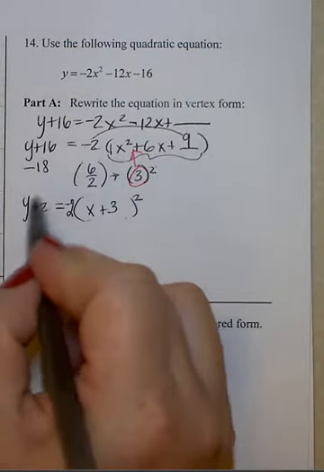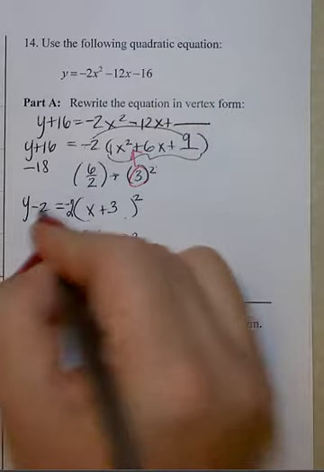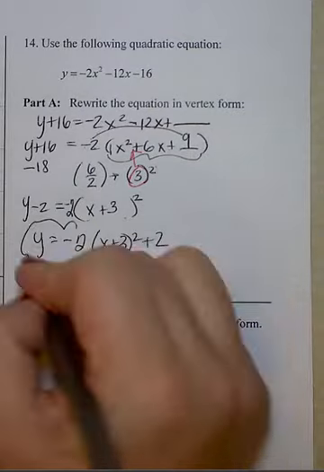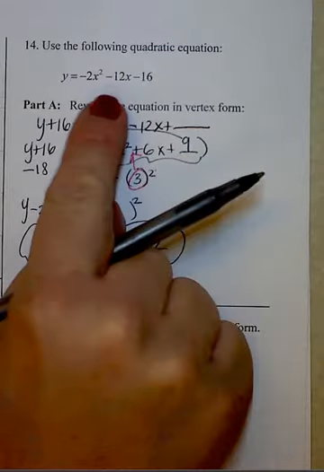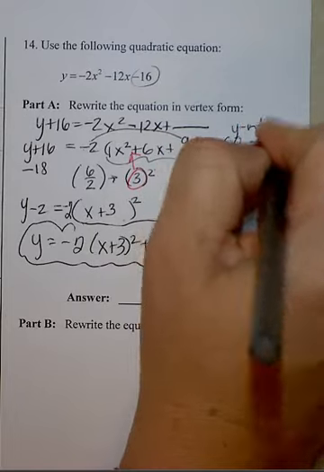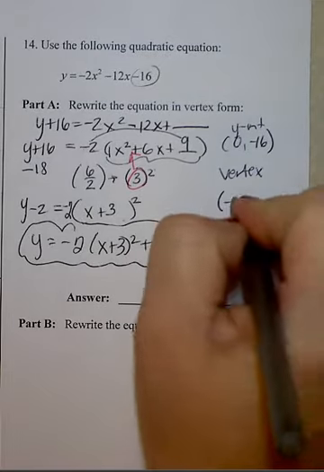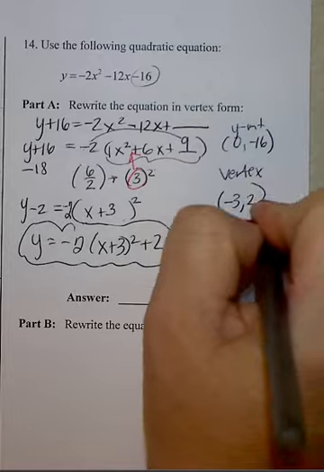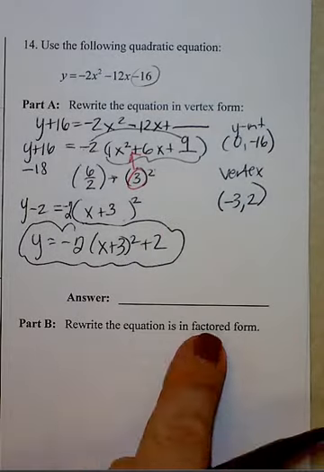Now taking this negative 2 from the left and bringing it back over to the right hand side, it is a positive 2. And this is vertex form. So these are equivalent forms. This is standard, this is vertex. Notice that we have a y-intercept of (0, negative 16), and we have a vertex of (negative 3, positive 2).